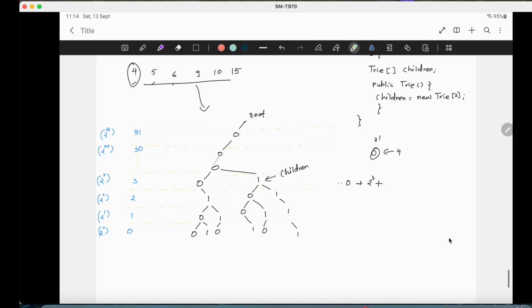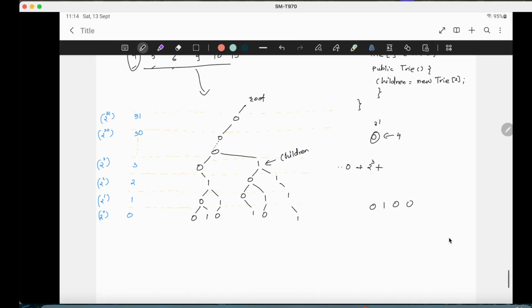The 4 is basically represented in this way, like 0 1 0 0. Now we got to know that at this level we got 1. So 1 is something we have considered. Now at this one, do we have any opposite child? Because for 4 the opposite is something we are looking at as 0. That way only the answer is going to be best. So for these children, do we have 0 available? Yes, obviously we have 0 available.